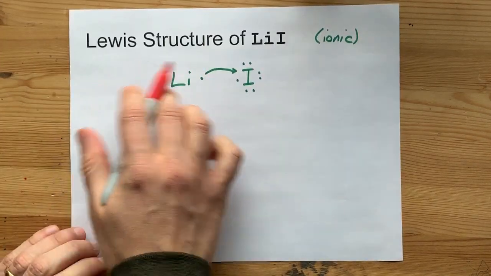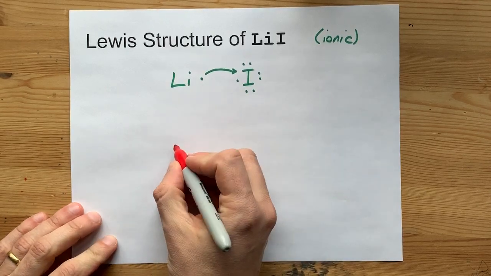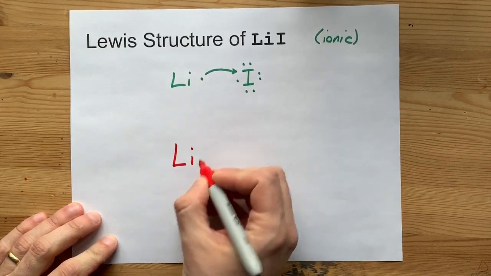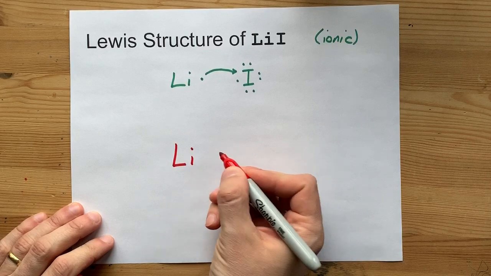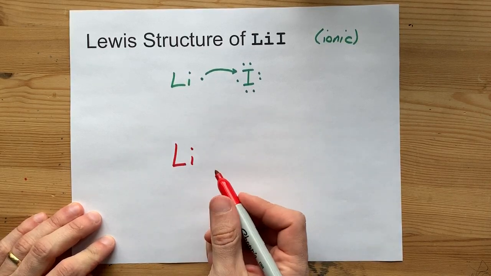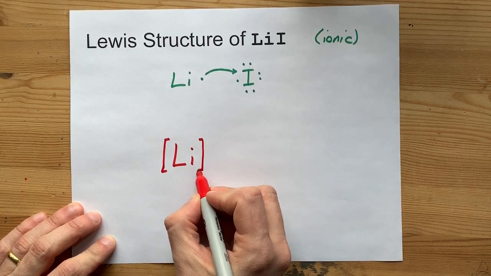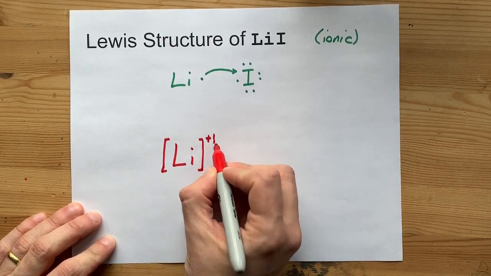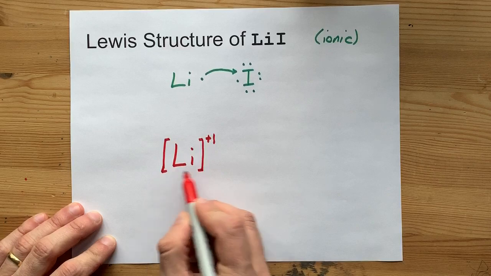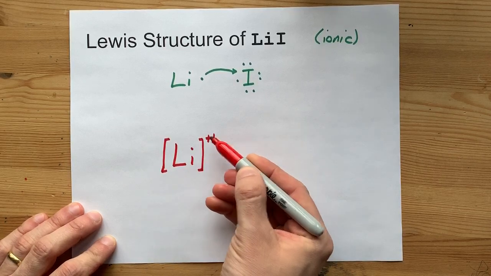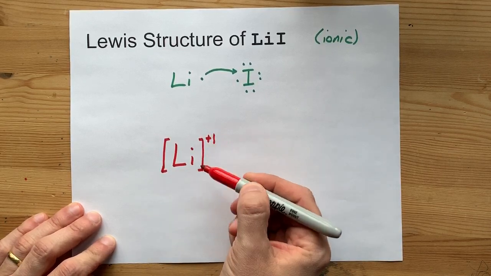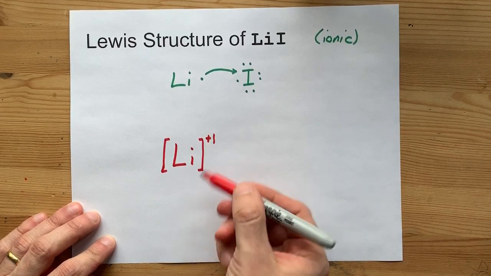But let's draw the actual Lewis structure. Lithium now has no, well, it gave away its one electron, so I'm not going to draw an electron around it. But because it gave away an electron, it becomes an ion with a positive one charge. The square brackets show that it's an ion. This, written in the top right corner, shows its charge.